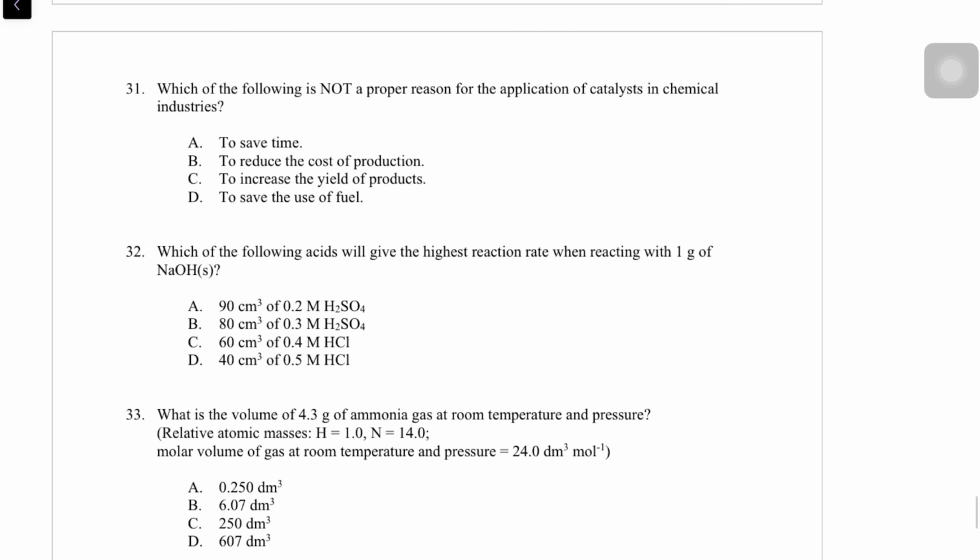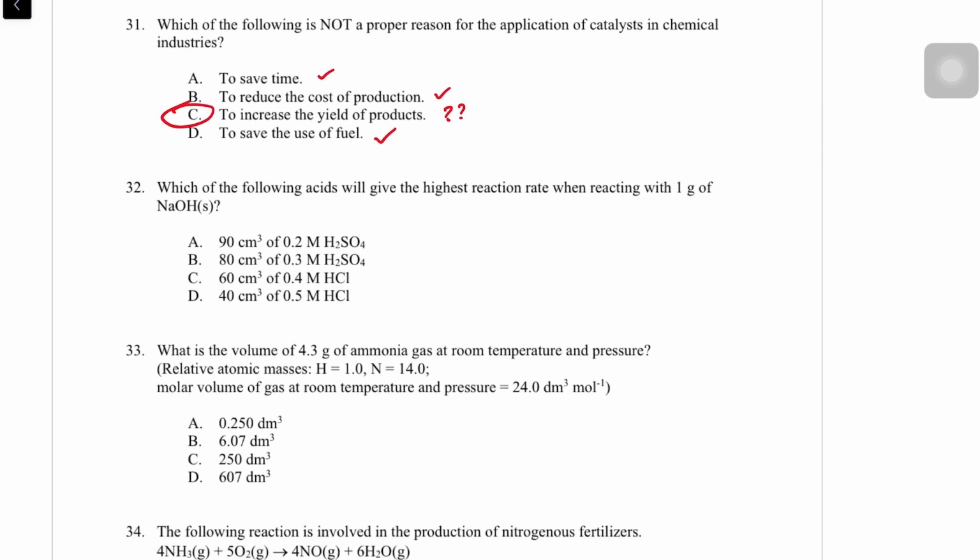Question 31. Which of the following is not a proper reason for the application of a catalyst? Save time, sure. Reduce cost of production, yes. Increase the yield of product? Will we increase the yield? Seems not. It will speed up the reaction, but not increase or change the yield. Save use of fuel, yes, because it saves the amount of energy used. So the answer is C.